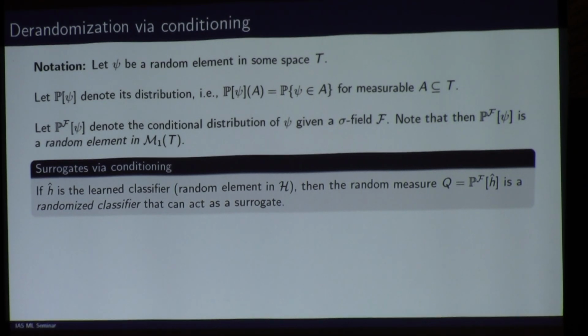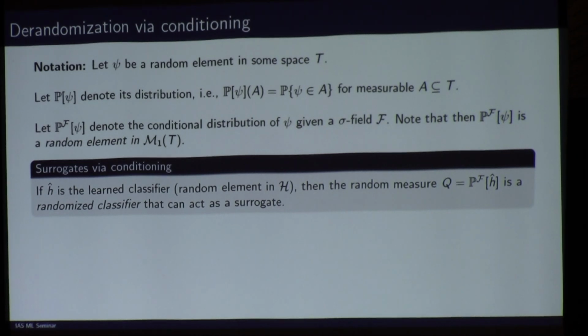All right, so there's this idea of a surrogate-based analysis, and here's one particular way of arriving at a surrogate. The basic idea is to perform conditioning. Just a little bit of notation, unfortunately. Let psi be a random element in some space T, meaning a T-valued random variable. I'll write P psi for its distribution, so P psi of A is the probability that psi falls into A. Now, when I write P superscript F of psi, that denotes the conditional distribution of psi given some sigma field.